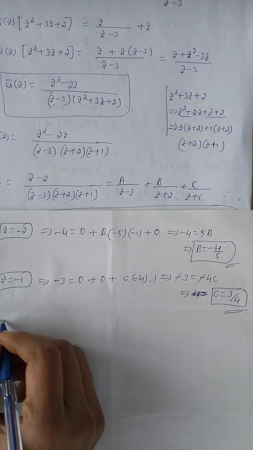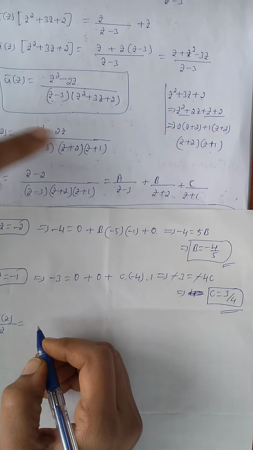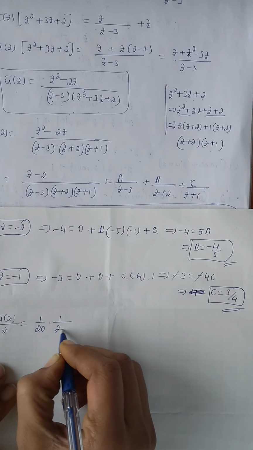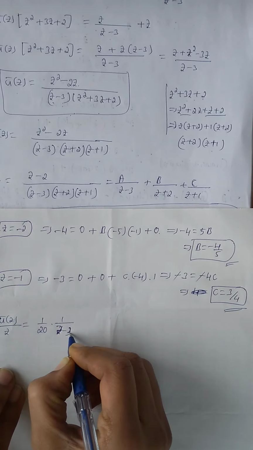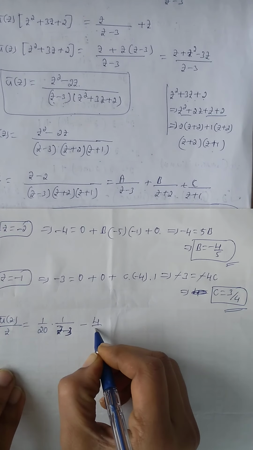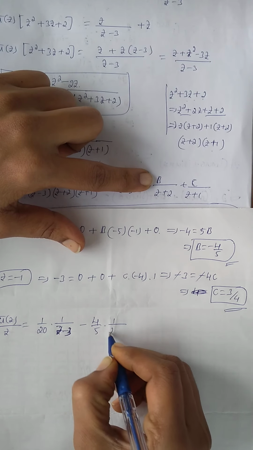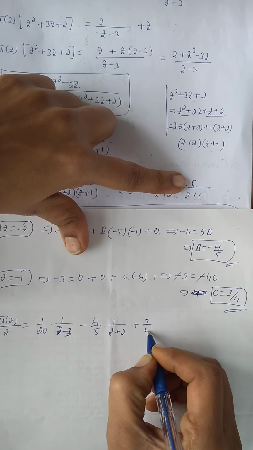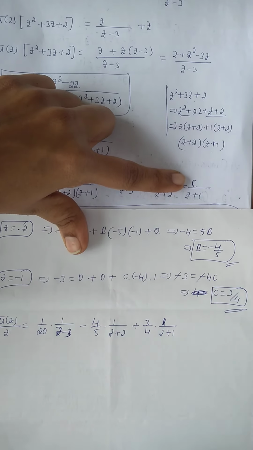Next, I am going to substitute all three constants into this equation. So we will get U bar of z by z is equal to A by z minus 3. The A value is 1 by 20, so 1 by 20 into 1 by z minus 3. The second, B value is minus 4 by 5, so minus 4 by 5 into 1 by z plus 2. Plus C, the C value is 3 by 4 into 1 by z plus 1.